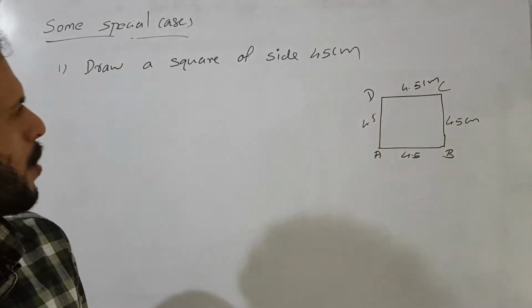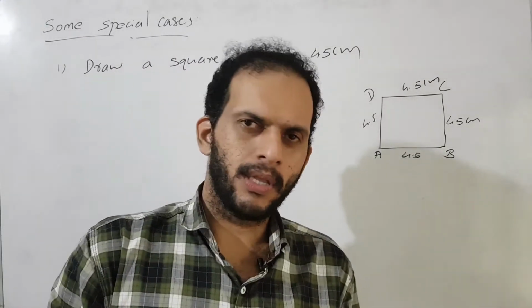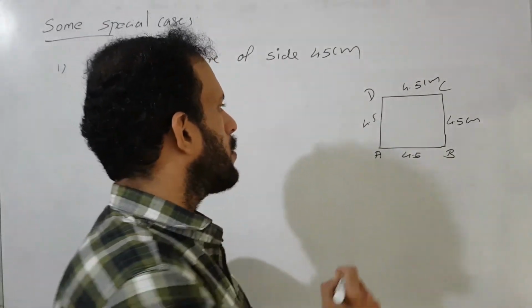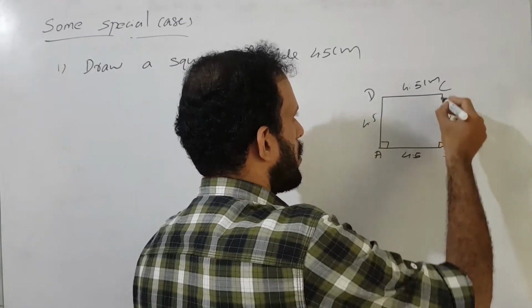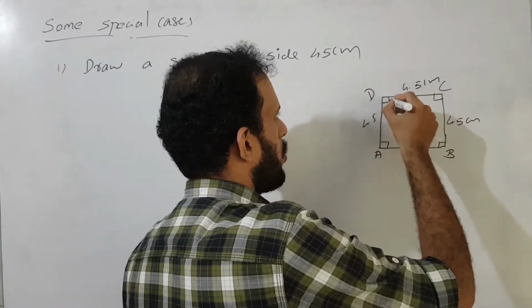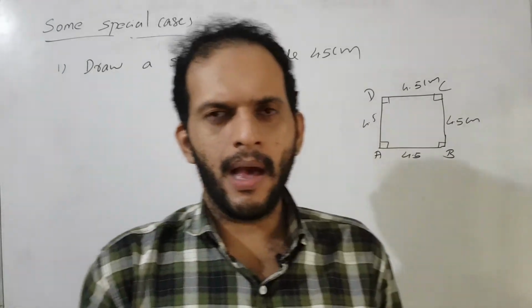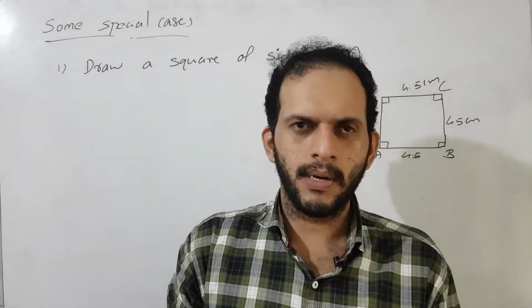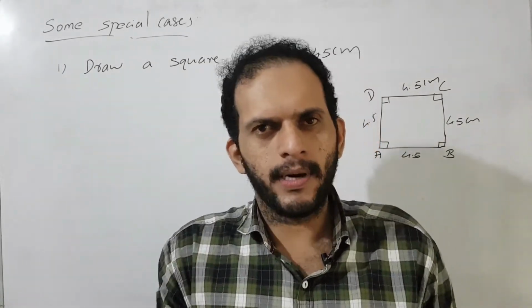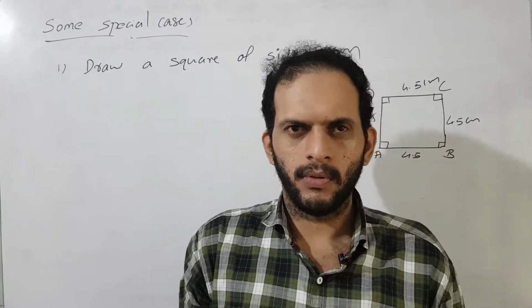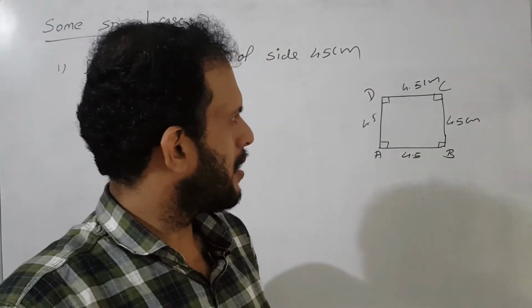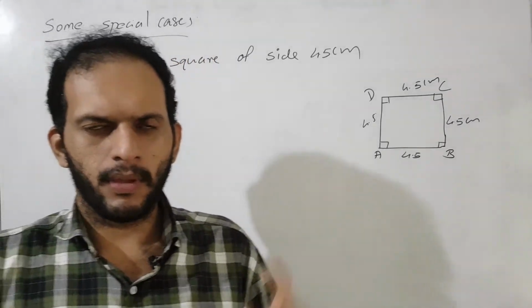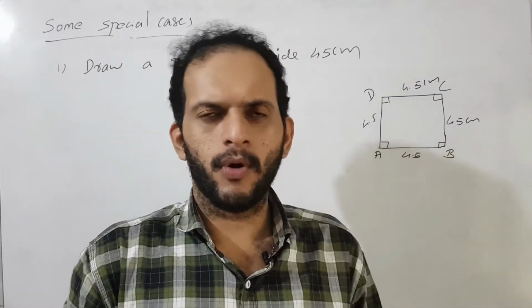Since it is already given as a square, we know the angle measurement. Yes, the angle measurement is equal to 90 degree. The angle measurement is not given in the case of a rectangle or a square, because we already know the angle measurement there. Then how do we construct the square using the given measurement 4.5 centimeter?